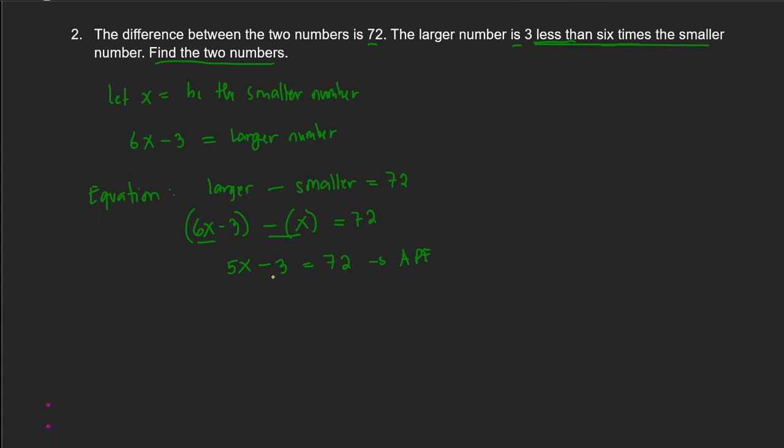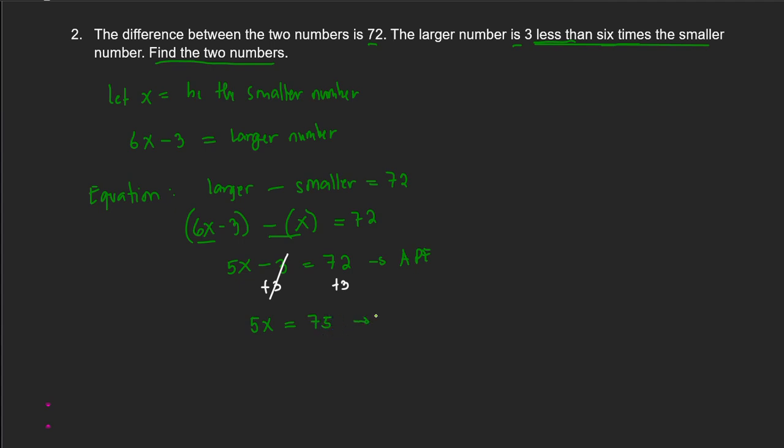Now try to observe ano yung inverse number of negative 3. So since we have negative 3 here, para ma-cancel out po natin yan, so we have to add positive 3. This one also we have to add positive 3. So this is cancel out. So yung matira na lang is we have 5x. Copy, equal sign, then 72 plus 3, that is equal to 75.